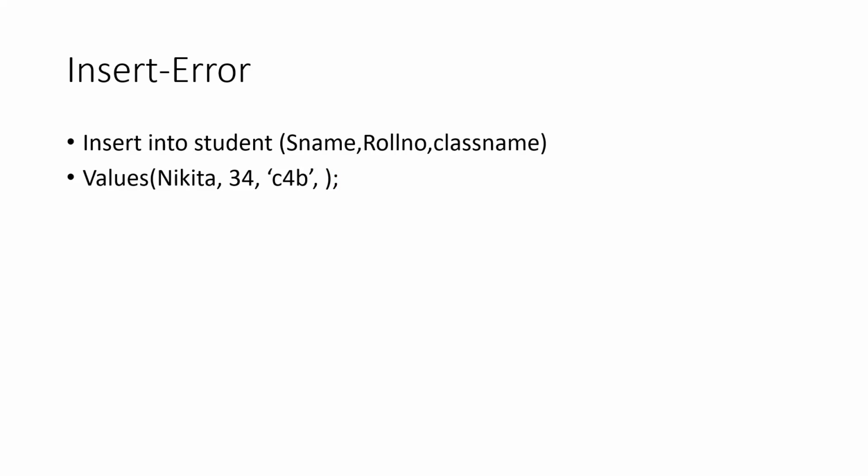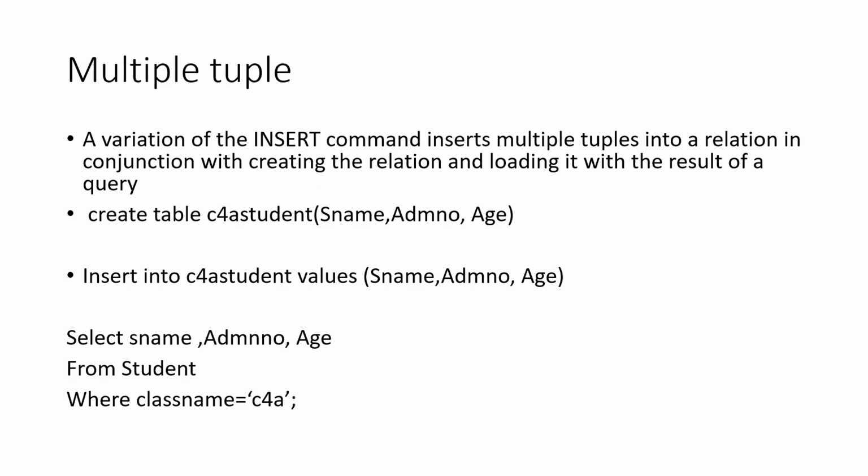Another case: insert into student sname, roll number, class name, values Nikita, 34, C4. Here the admission number is not present. So the default value of admission number in this case, the software has to take as null. Is it possible? Based on the entity integrity constraint, the primary key value should not be null. Here, the primary key is admission number, and that value should not be null. So in this case also, an error will be generated.